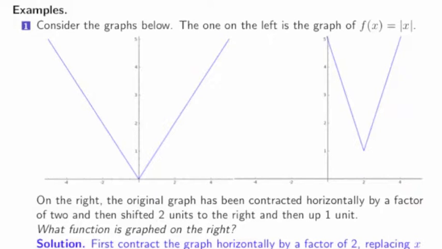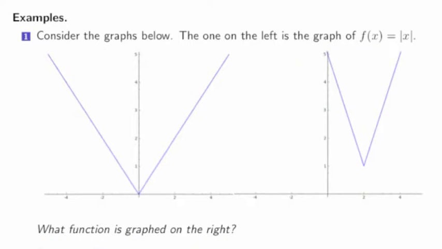First, contract the graph horizontally by a factor of 2, replacing x by 2x. If we contract horizontally, we multiply x. Then shift the graph to the right by 2, replacing x by x minus 2, and then add 1 to the result. So the graph on the right is not the graph of the absolute value of x, but of the absolute value of 2 times (x minus 2), plus 1 on the outside. So the graph on the right is y equals absolute value of 2(x minus 2) plus 1.